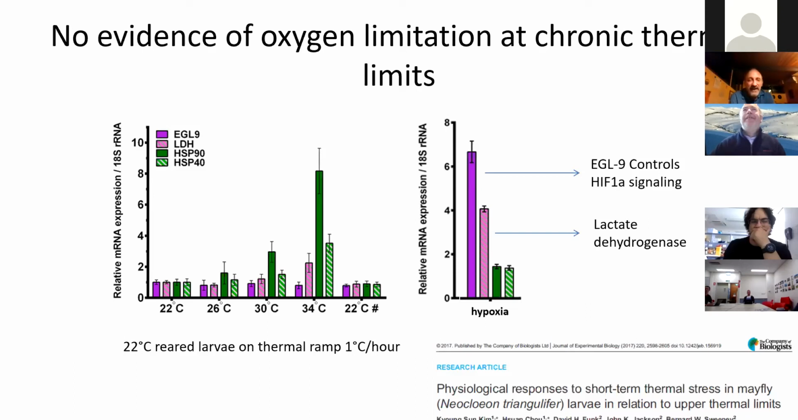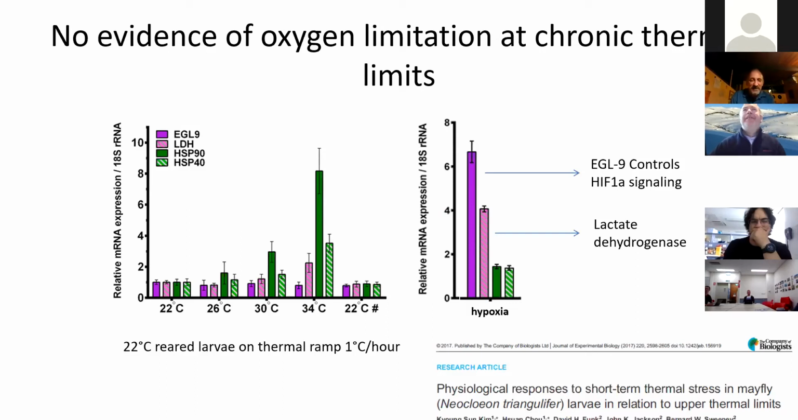But if we look at EGL9, it does nothing. It stays flat across the whole range. We do get one little blip of lactate dehydrogenase up at 34, which is past the chronic thermal limit, and it's not all that impressive in terms of the full change in expression. The 22 C with the number sign is animals that were held through this whole time course and then sampled again at the end, so that there weren't any issues about time of day or clock-related patterns.